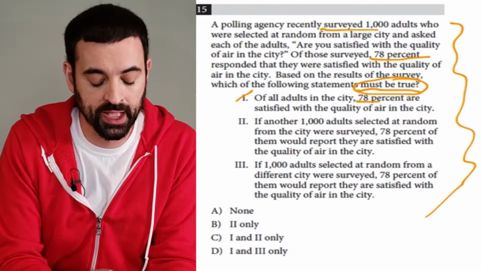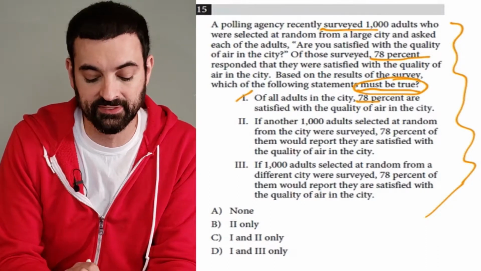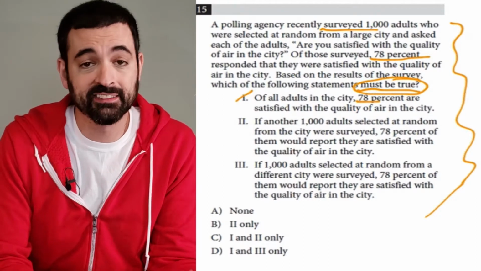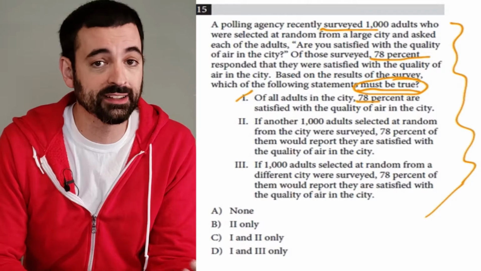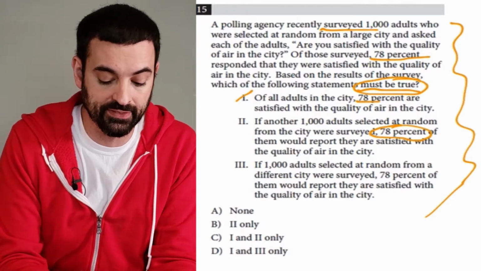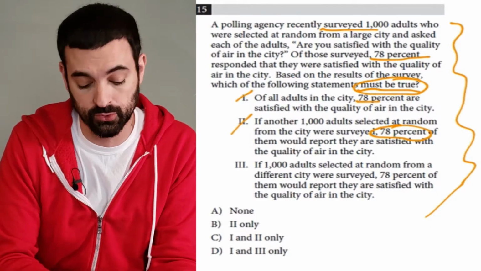Roman numeral 2. If another 1,000 adults selected at random from the city were surveyed, 78% of them would report they are satisfied with the quality of air in the city. Again, that 78% might be relatively accurate, but we can't be sure that we would land on 78% again exactly. Roman numeral 2 is no good.